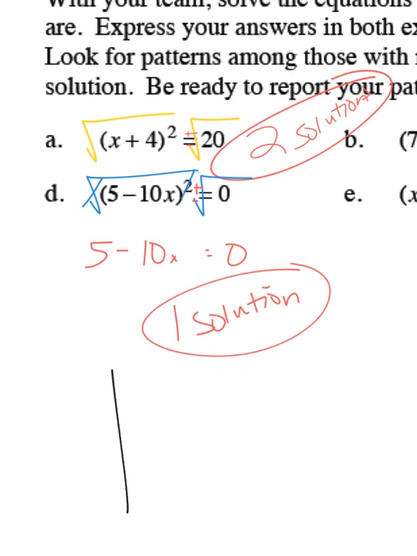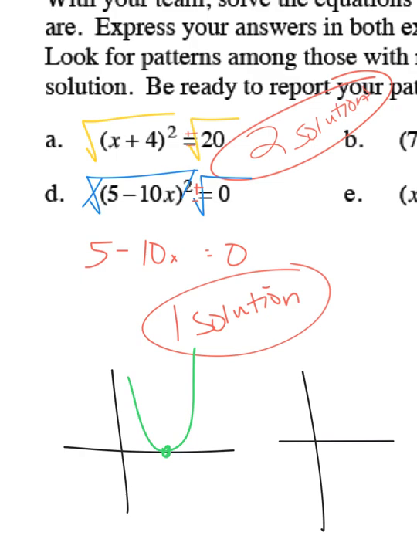compared to two x-intercepts. Visually, a one x-intercept graph would be like this, compared to two x-intercepts on the graph. We'll cross through twice.